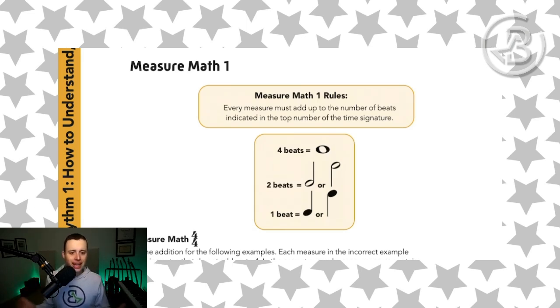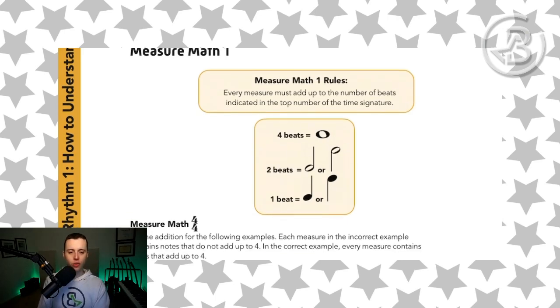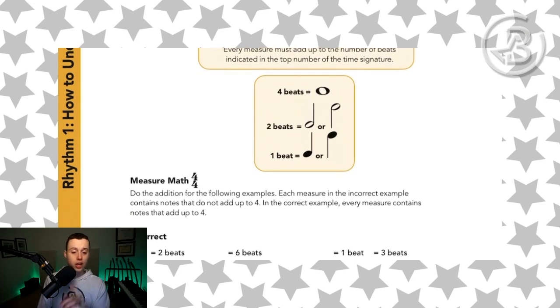Okay, so the measure math rules are, well, there's only one of them. Every measure must add up to the number of beats indicated in the top number of the time signature. So remember, the top number of the time signature shows us how many beats or how many counts there are in each measure. So you need to make sure that when you write music into measures, you are agreeing with and following that top number. Let's look at some measure math for 4/4.